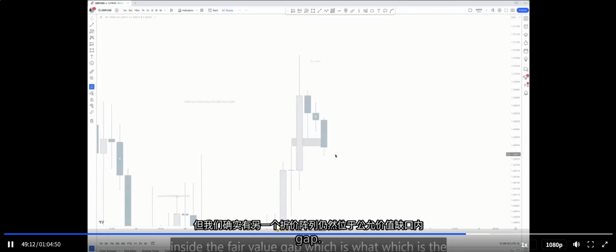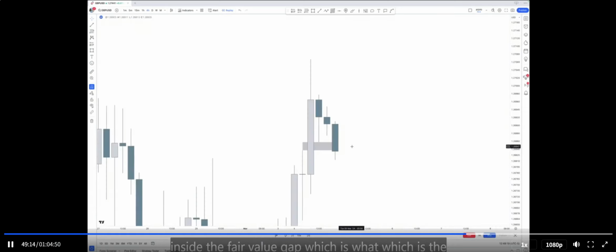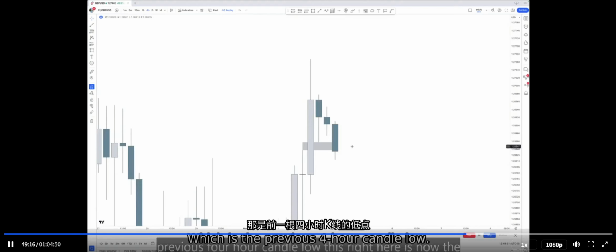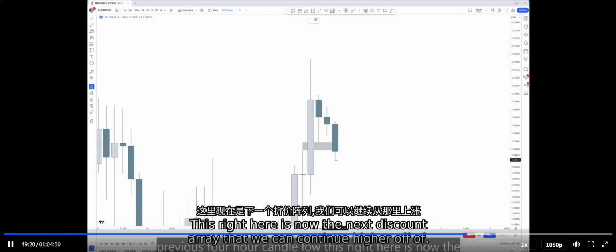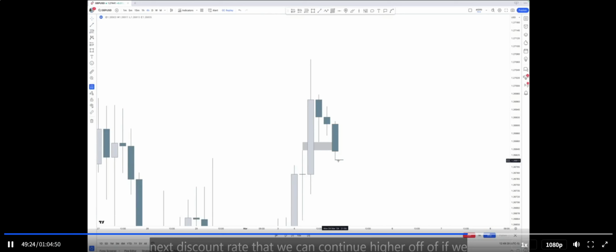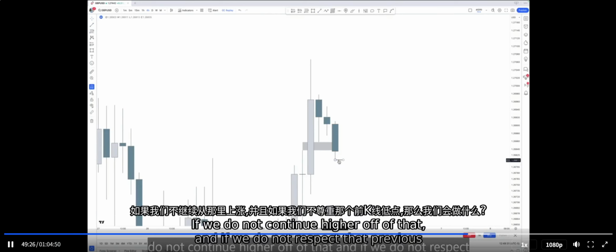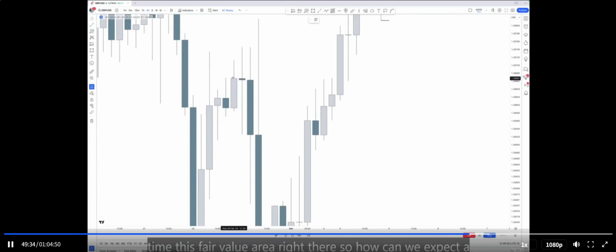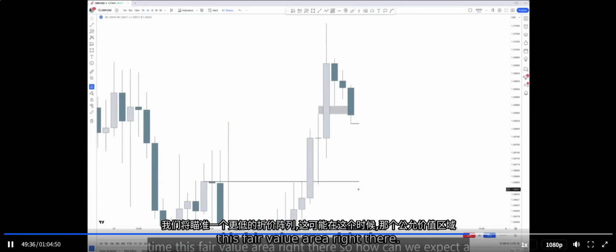But we do have another discount array that is still sitting inside the fair value gap, which is what? Which is the previous 4-hour candle low. This right here is now the next discount array that we can continue higher off of. If we do not continue higher off of that, and if we do not respect that previous candle low, then what will we do? We will aim for a lower discount array, which might be at this moment in time, this fair value area right there.